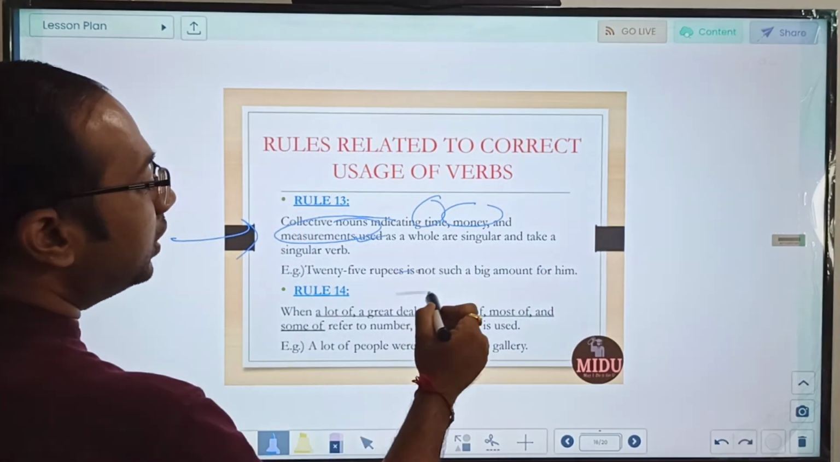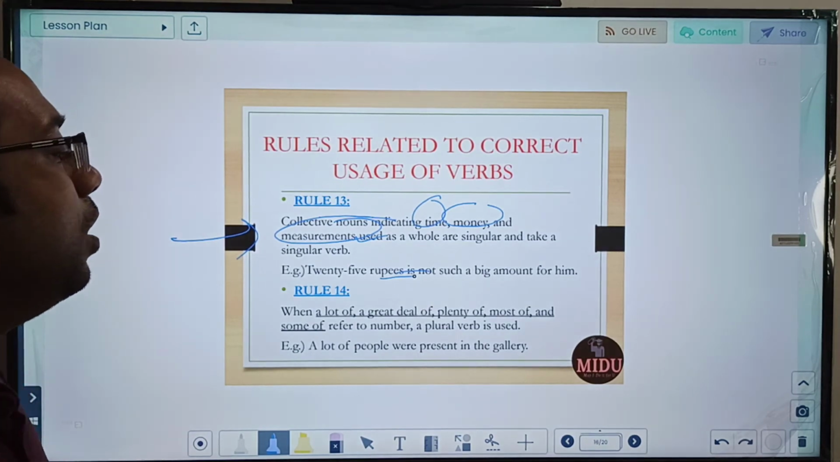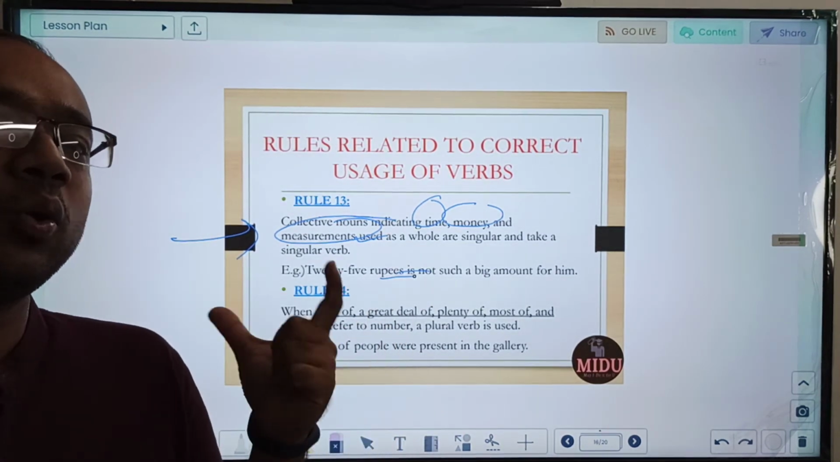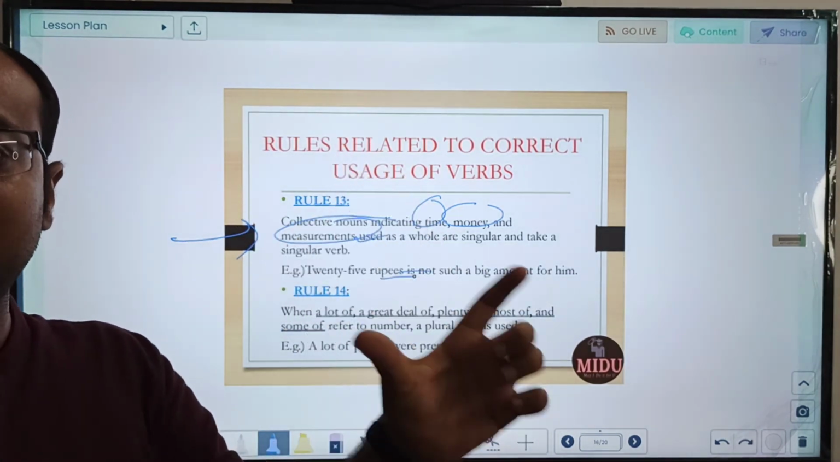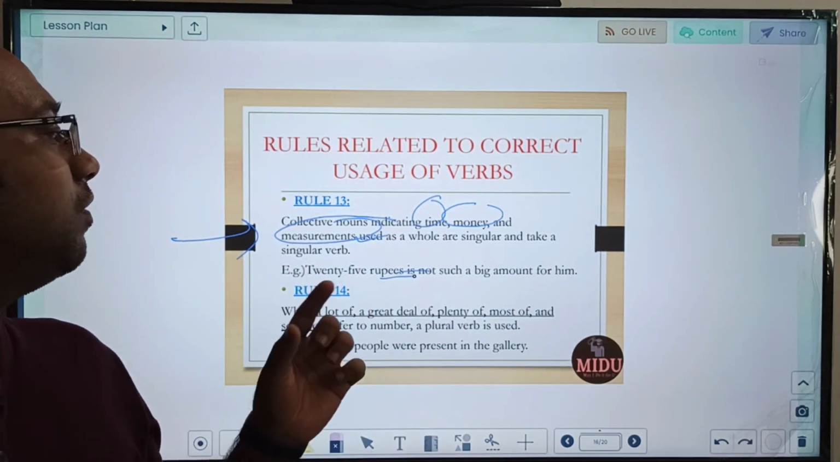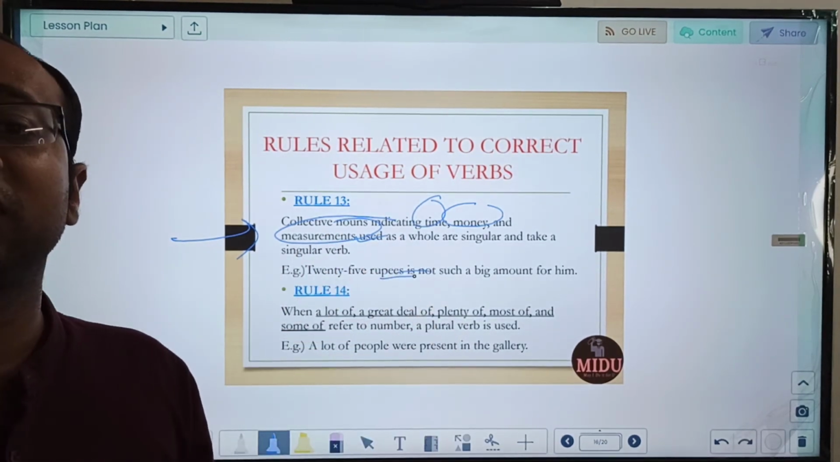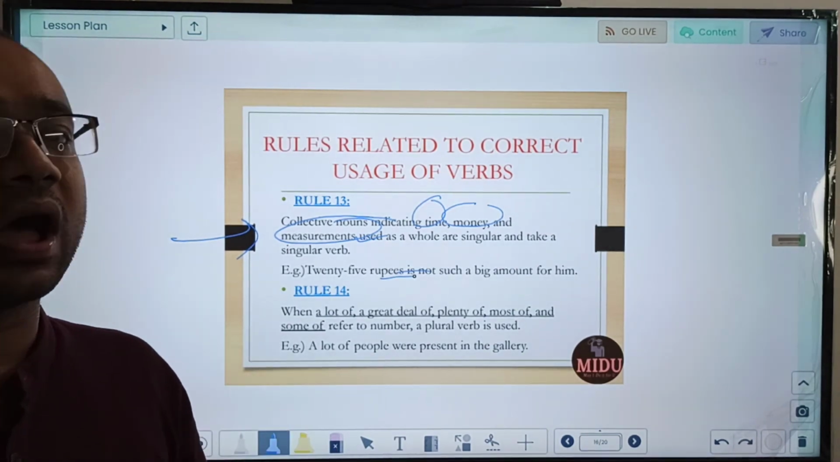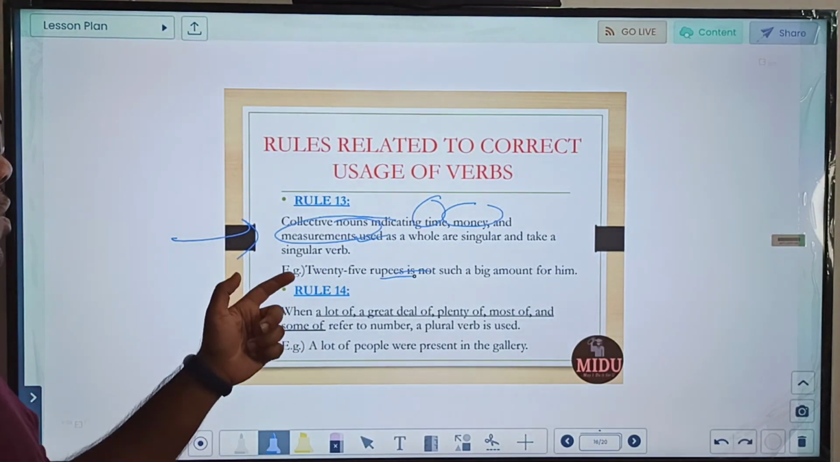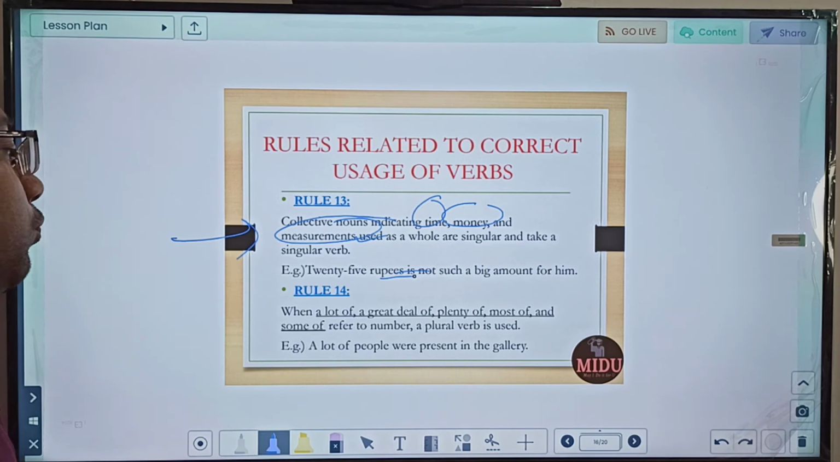25 rupees is not such a big amount for him. So you can say, is 25 rupees plural? No, it is not plural. It is something collective representing money. Even if we say 10 kilometers is a small distance, it will be 10 kilometers is, not 10 kilometers are. So, 25 rupees is not such a big amount for him.